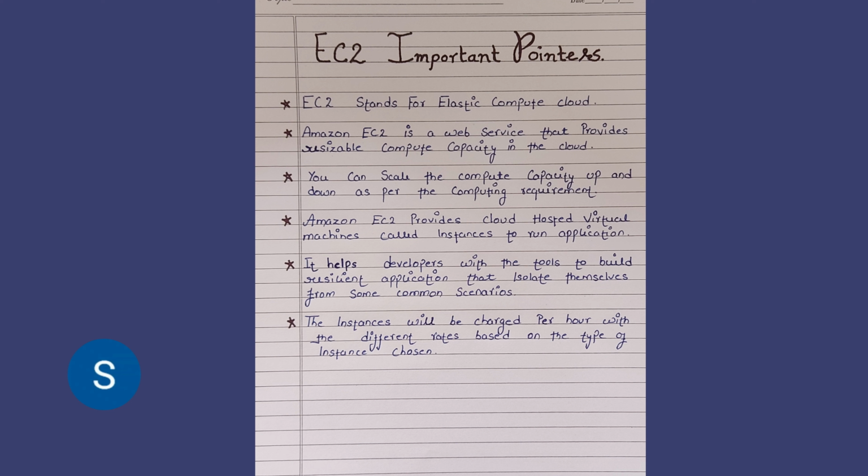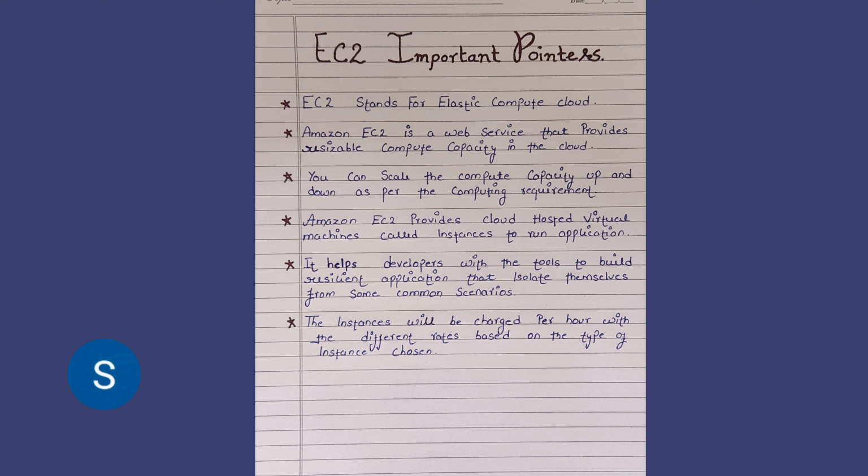These are my handwritten important pointers of EC2. So let's start discussing one by one. So the first point is EC2 stands for Elastic Compute Cloud. So this is the full form of EC2. Now move to the second point. Amazon EC2 is a web service that provides resizable compute capacity in the cloud. So here compute capacity means all the computation software like storage, networking, memory, all are resizable in EC2. And this second point, we also use it as a definition of EC2.